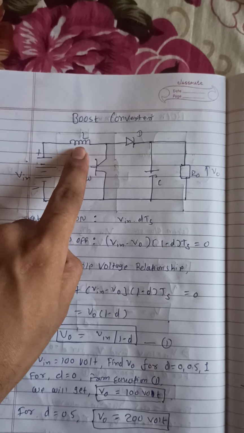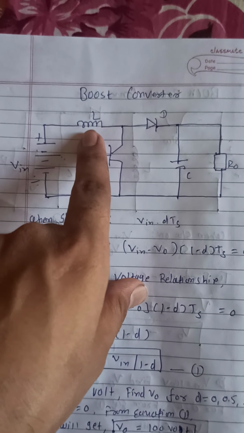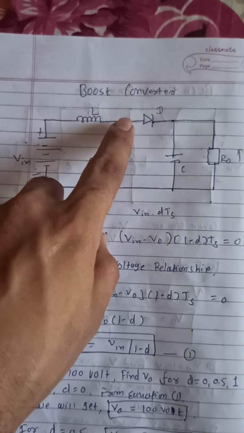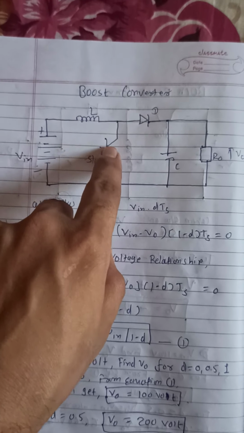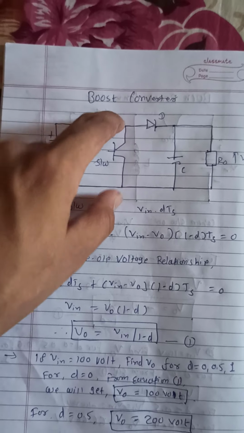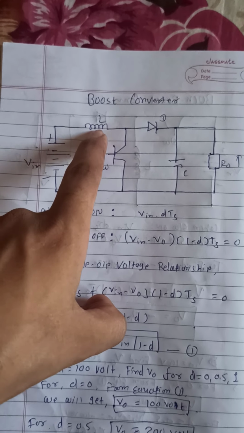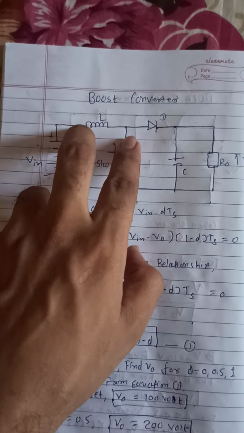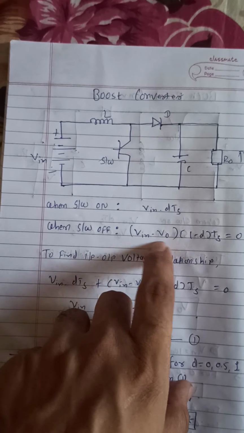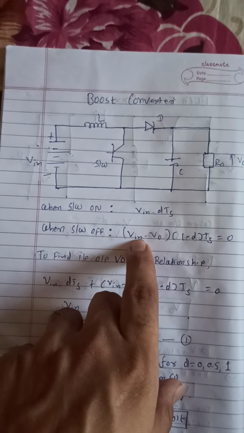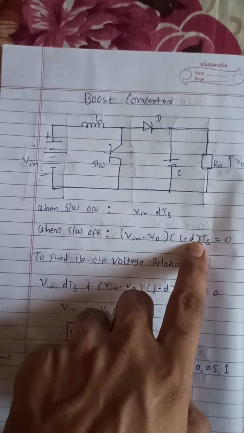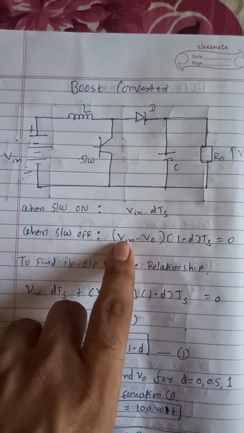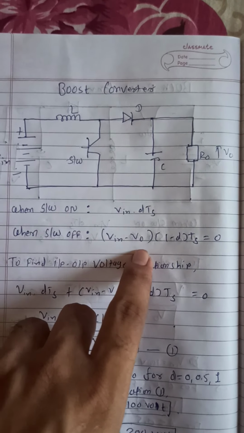So what is the value of the voltage across the inductor when the switch is off? Here it is V in, here it is V0. The switch is open, so this voltage V0 will apply here. So the voltage across the inductor is V in minus V0, the difference. This V in minus V0 voltage will reflect when the switch is off, and this is your off period, 1 minus D into Ts. So whenever the switch is off, the voltage across the inductor is V in minus V0.